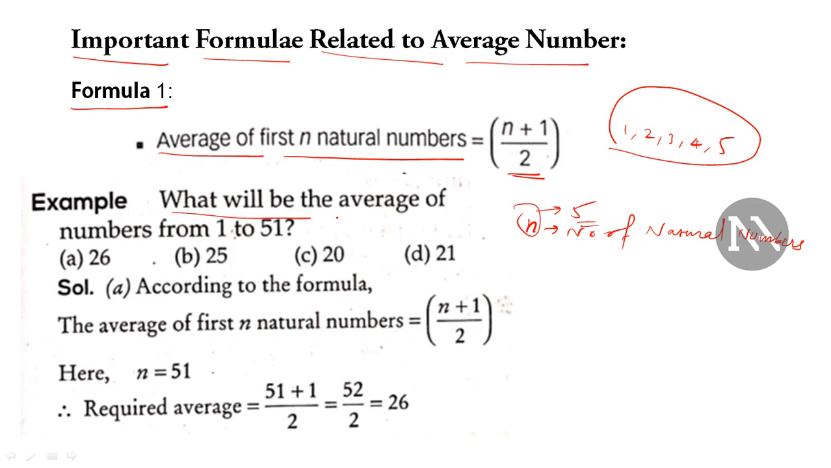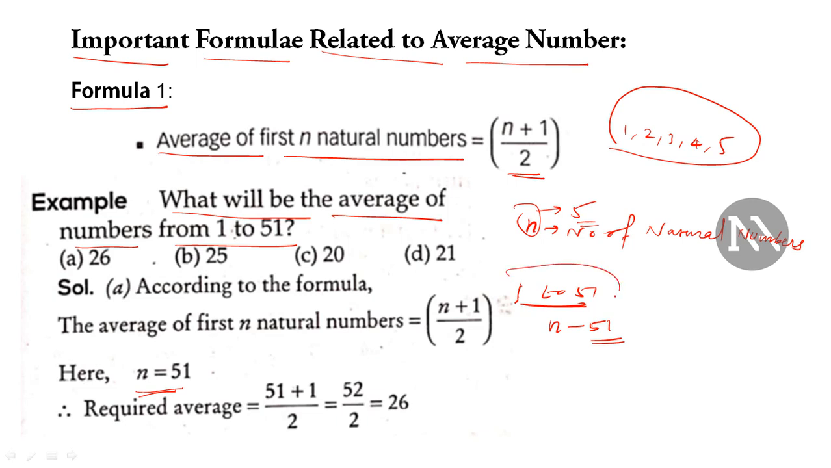What will be the average of numbers from 1 to 51? Here from 1 to 51, for how many numbers are you going to take the average? For 51 numbers, right? So n is 51. From 1 to 51, how many numbers do you have? 1 to 5 has 5 numbers, so 1 to 51 has 51 numbers.